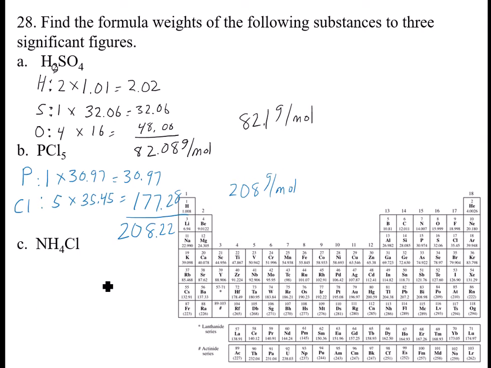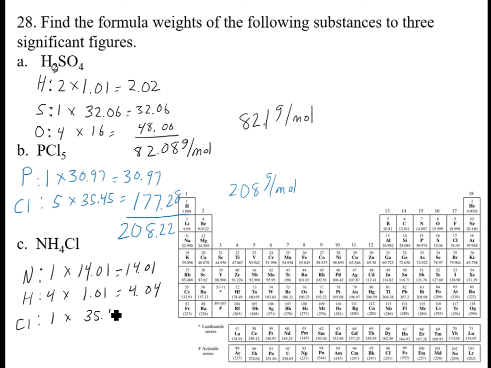Okay, and the last one is ammonium chloride, because this is an ionic compound. So I do the same process for nitrogen. I have 1 of them, times the 14.01, which came from rounding to 2 decimal places. Hydrogen, there are 4 of them, times the 1.01. And chlorine, there's 1 of them, times the 35.45.